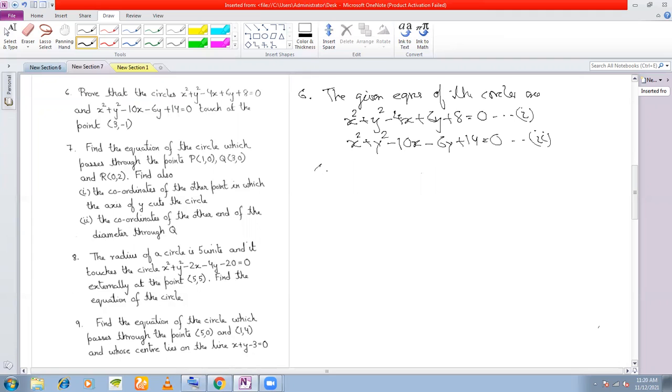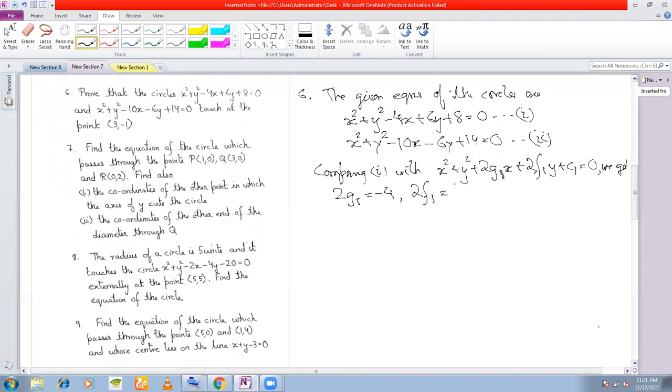So comparing 1 with the standard form x square plus y square plus 2g1x plus 2f1y plus c1 is equal to 0. Why g1? Because there are two circles given, so we'll denote the coefficients by g1 and g2. We get 2g1 is equal to minus 4, 2f1 is equal to 6, and c1 is equal to 8. So that means g1 is equal to minus 2, f1 is equal to 3, and c1 is equal to 8.